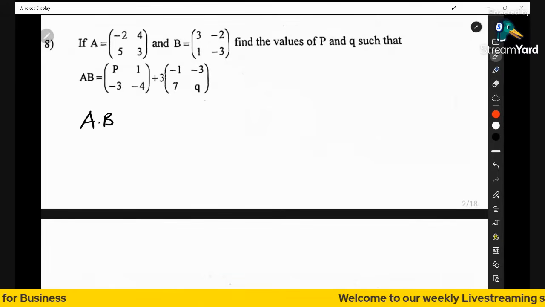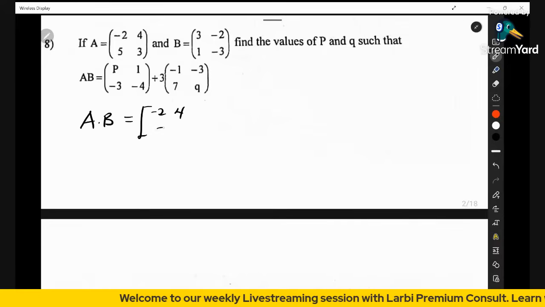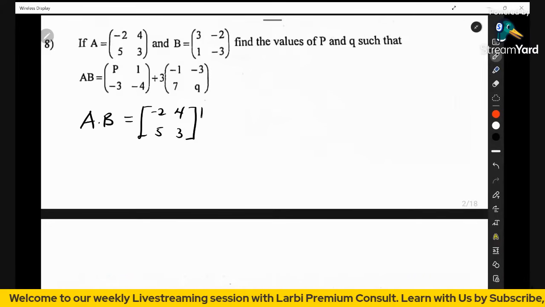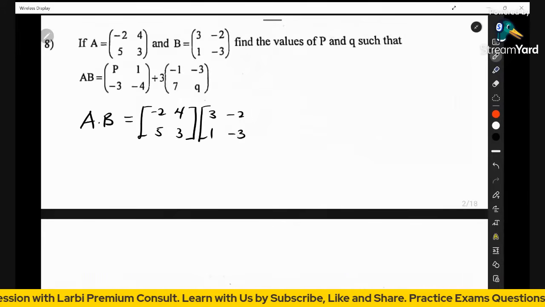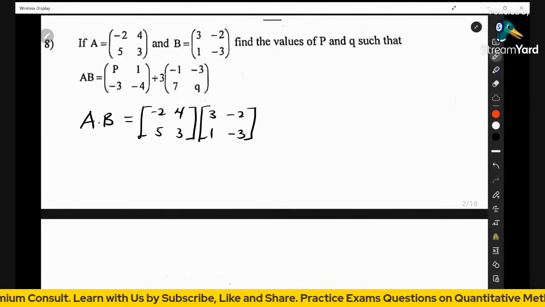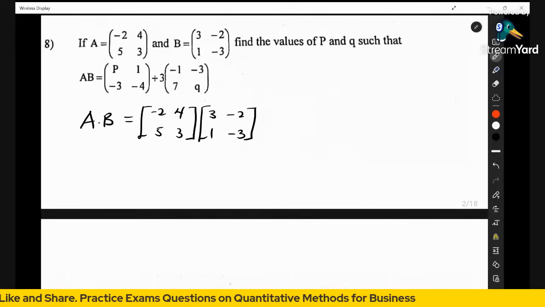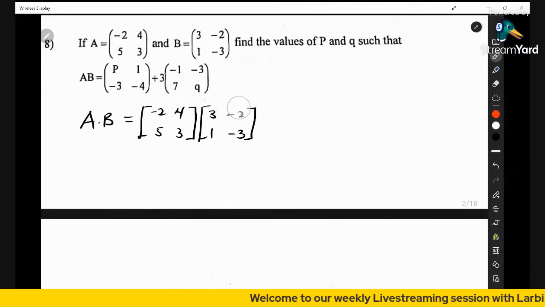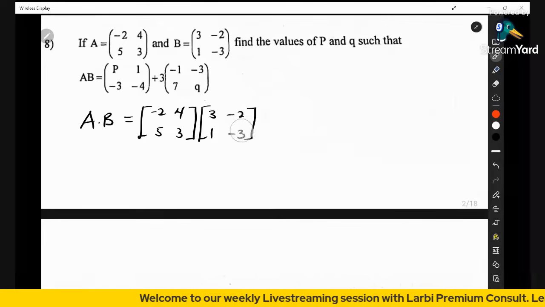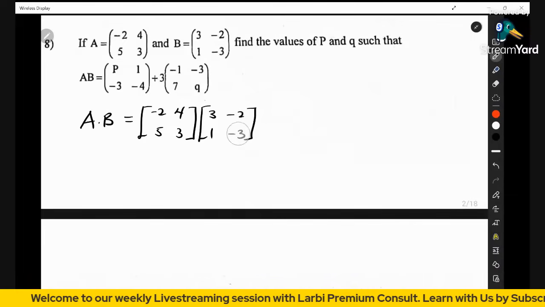So A multiplying B would have what? So we're going to have what? Negative 2, 4, 5, 3, multiplying what? B, which is 3, negative 2. Then we have 1, negative 3. So actually, this is the product or multiplication of a 2 by 2 matrix. All right. So here, first row of the first matrix will multiply what? The first column of the second matrix. And the same first row also continue to multiply what? The second column of the second matrix.